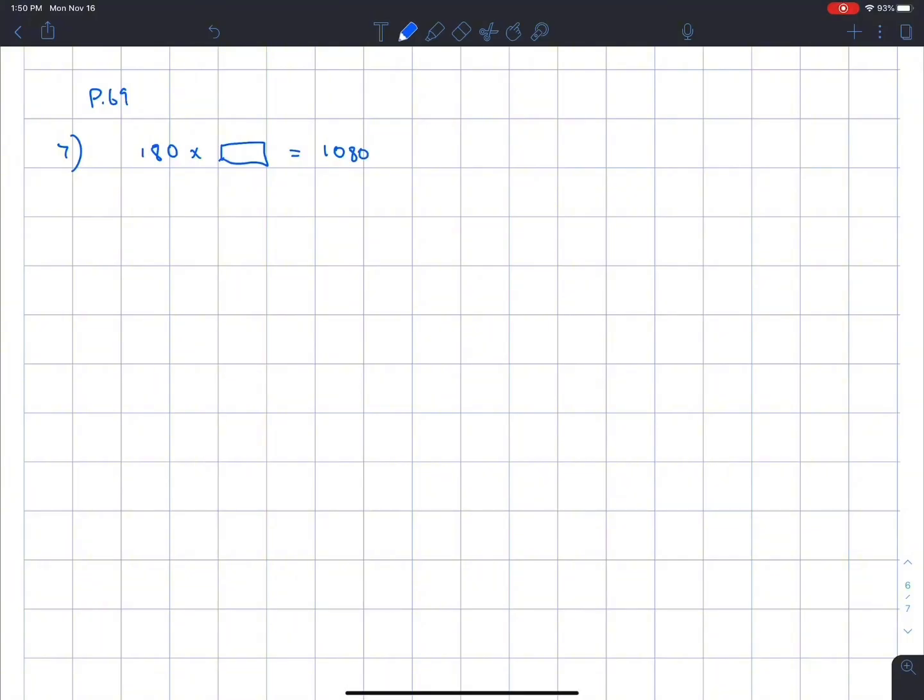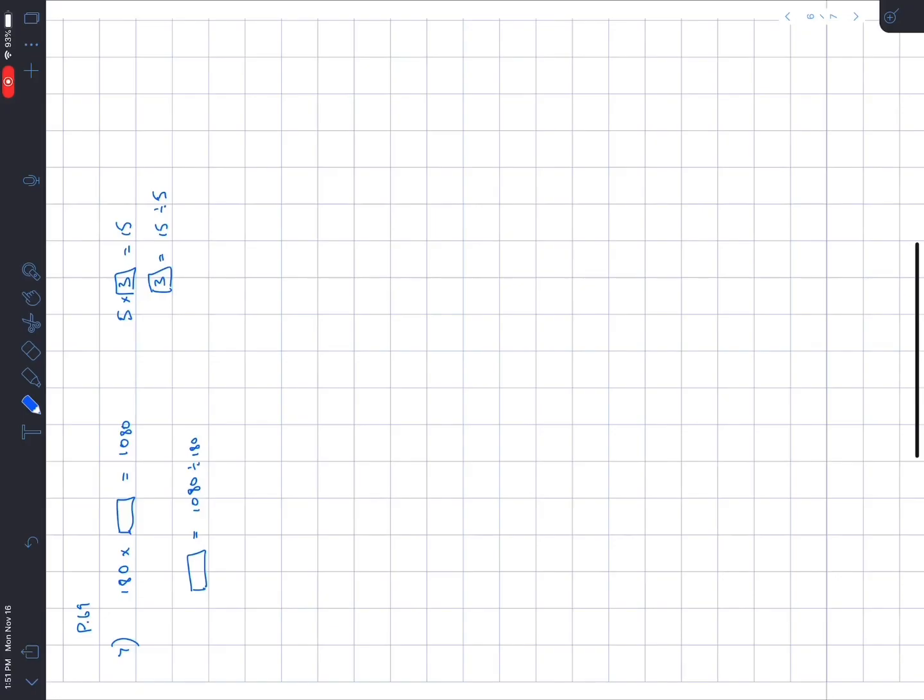$1,080. So going back to multiplication and division facts, if someone tells you 5 times 3 equals 15, you can also say that 3 equals 15 divided by 5, right? So this is the same idea here. To figure out the number of days, I can just do 1080 divided by 180, and that will give us the answer. So feel free to use your calculator here. I can show you how to type this into your calculator.